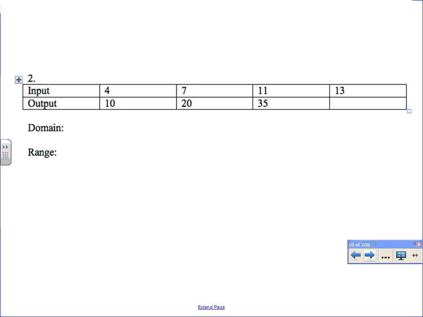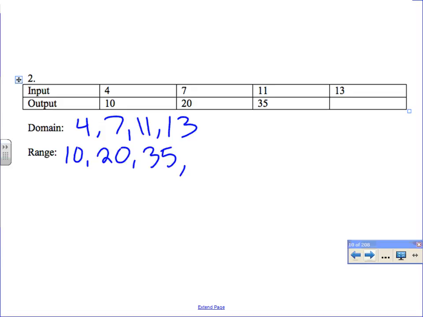Okay, for number 2, Joseph, what are the domain values in the table? Good. 4, 7, 11, and 13. Drew, what are the output values? Good job. How did you get that? Why? What was the pattern with the y values? Good job. So initially it was +10, and then it was +15, and then it was +20.